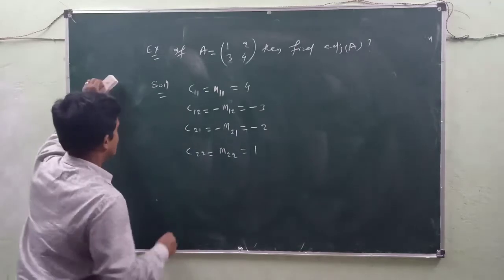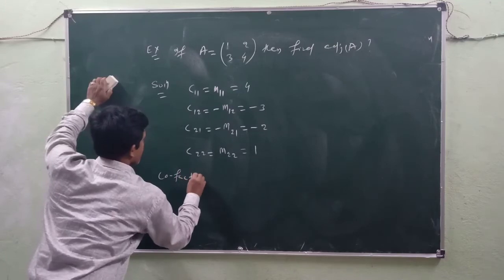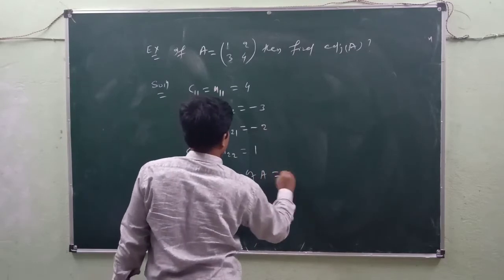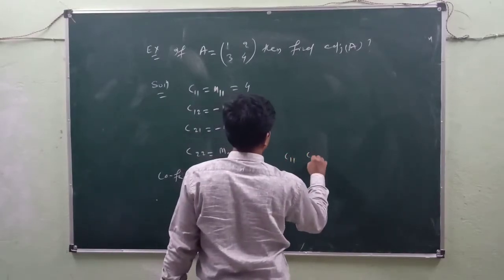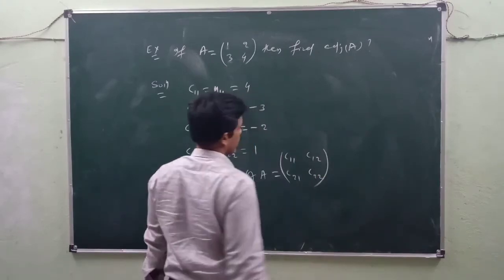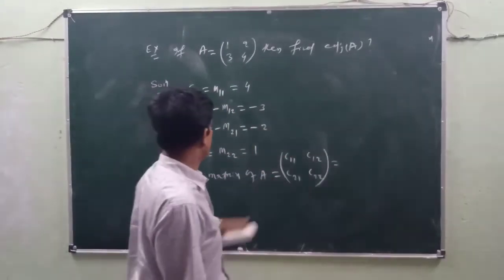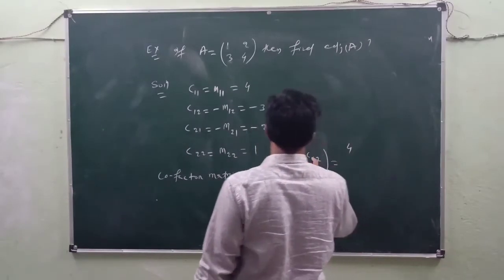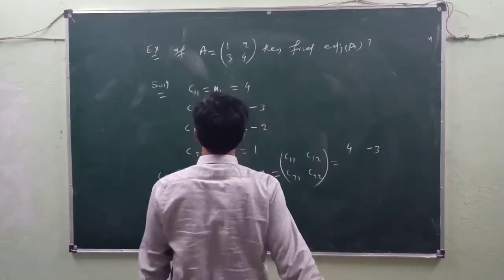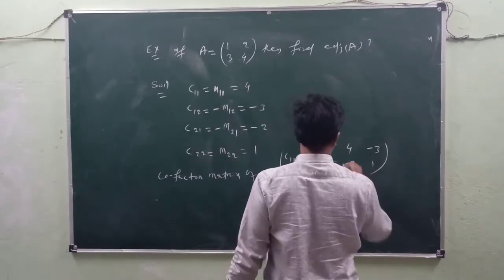Then after finding the cofactors, you immediately find the cofactor matrix of A. It will be the matrix C11, C12, C21, C22. Then substitute the appropriate values. In place of C11 we put 4, and in place of C12 it is minus 3. Then in place of C21 it is minus 2, and in place of C22 you put 1.